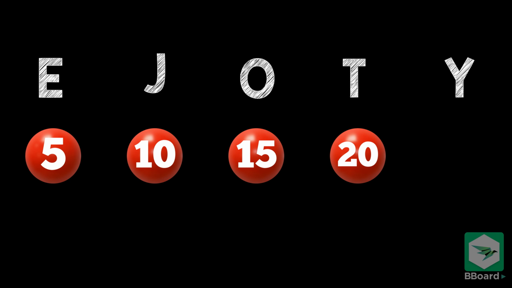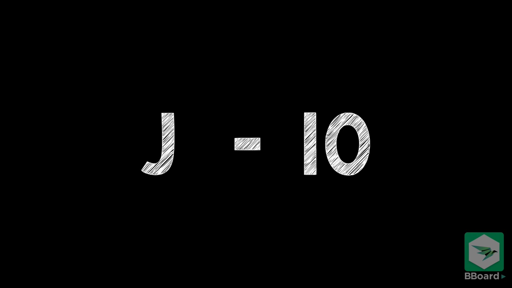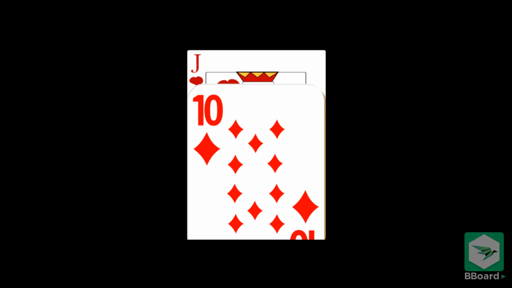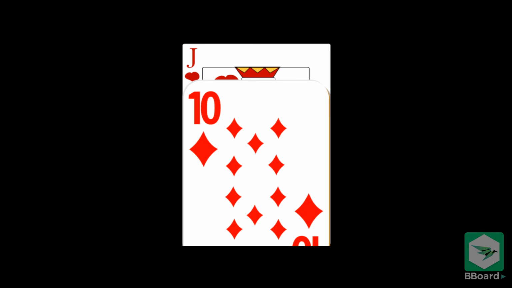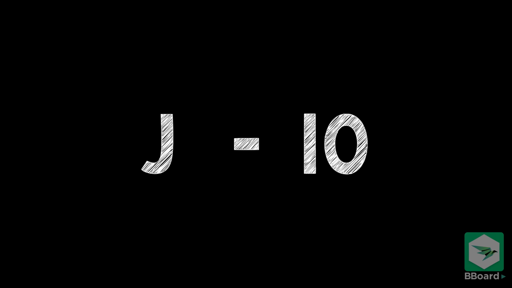Now let's learn Ejoti as well. Now E is 5, J is 10, O is 15, T is 20 and Y is 25. From here you can learn that E is 5 and 5 is E, J is 10 and 10 is J. You can also remember that in playing cards J is just above 10. So J is 10 and 10 is J.